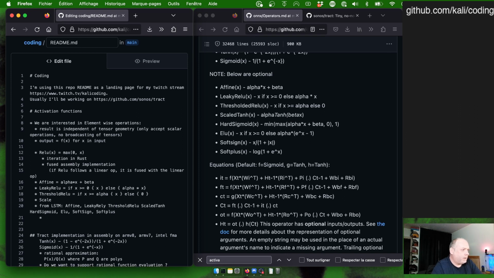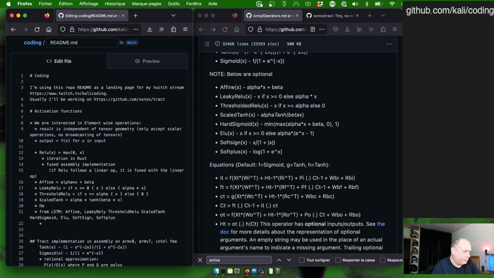Then we have scaled tanh, which is alpha times tanh of beta x. So actually sigmoid is probably a variant of scaled tanh with the right alpha and beta. Note that hard sigmoid is min of max, so it's a clamp of alpha times x plus beta, clipped at 0 and 1. So that would be a sigmoid, but with segments.